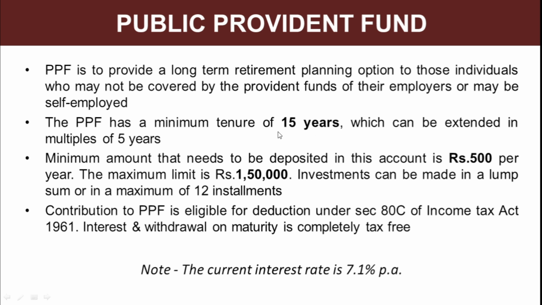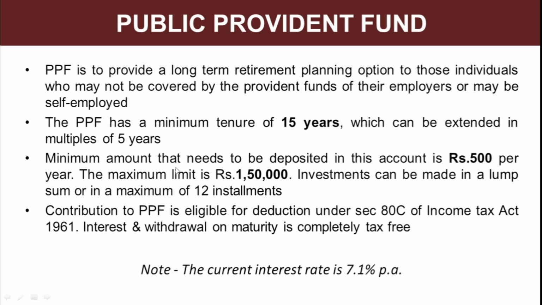Now, this can be extended in multiples of 5 years. So after 15 years, it can also be 20 years, then 25 years. It can be extended in multiples of 5 years, but the minimum tenure is 15 years. Now, you need to notice, which is not mentioned here in the slide, that partial withdrawal is also allowed after completion of the 6th year. Okay, so if for 6 years you have made this investment in PPF, you are allowed partial withdrawals, which you can make out of your invested amount and can use for various purposes.